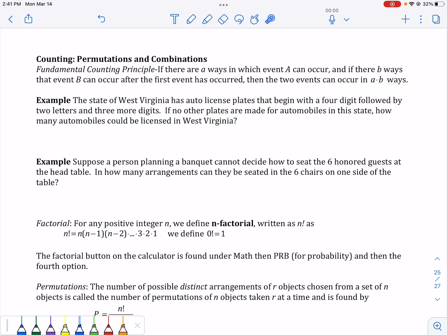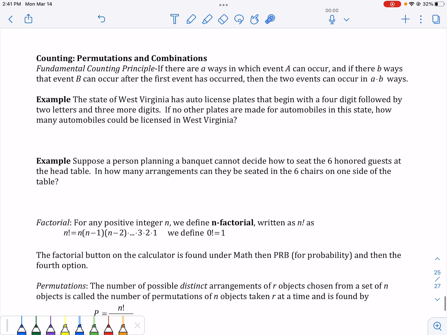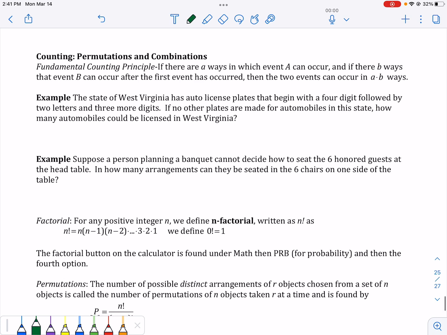times B ways. So, for example, the state of West Virginia has auto license plates that begin with a 4-digit followed by 2 letters and 3 more digits. If no other plates are made for automobiles in the state, how many automobiles could be licensed in West Virginia? Okay. So I like to create blanks to represent what it is. So we've got 4 digits, 2, 3, 4.